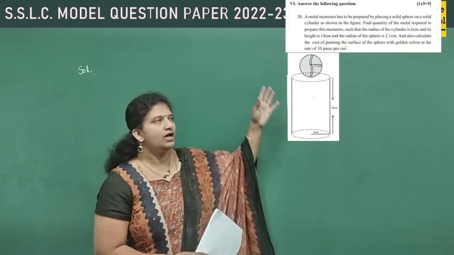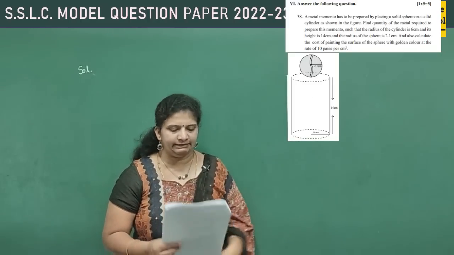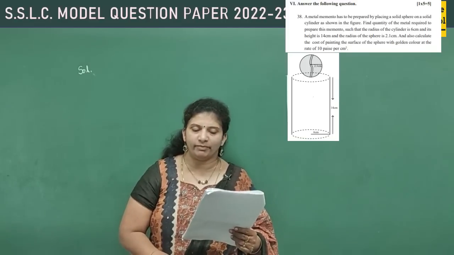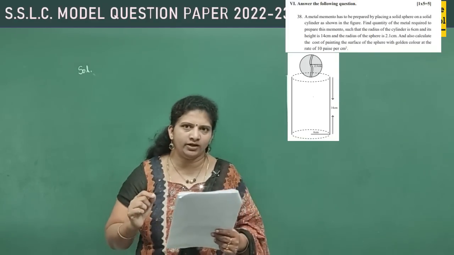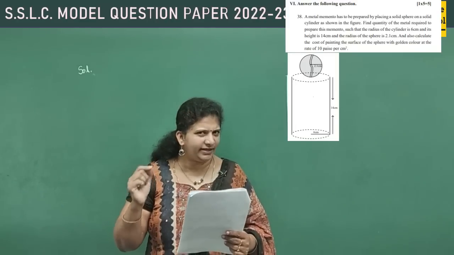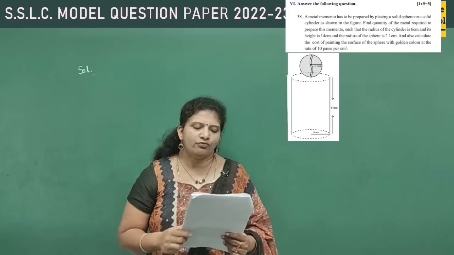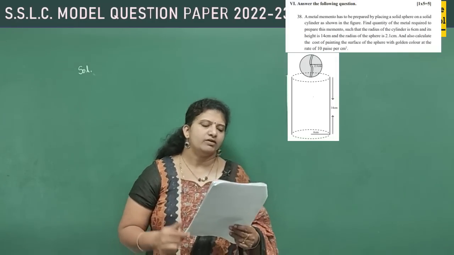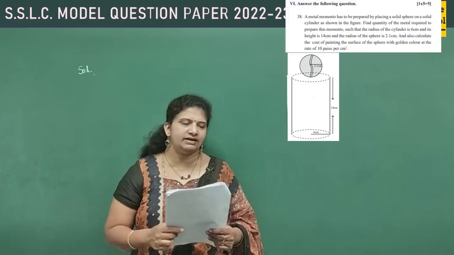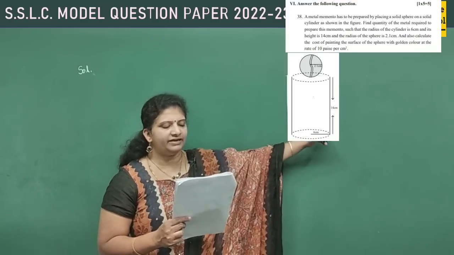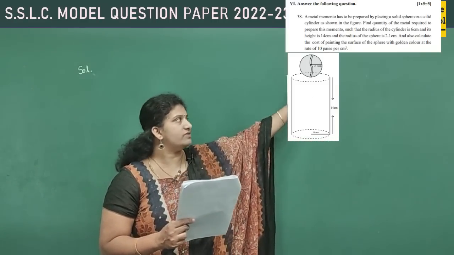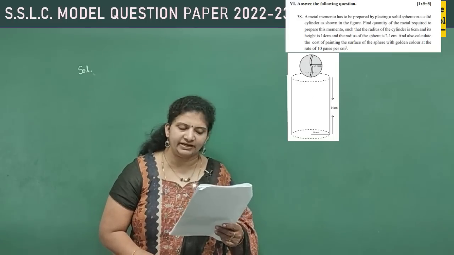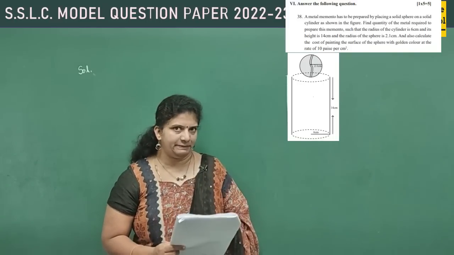A solid cylinder, and a sphere is placed on top of the cylinder. Find the quantity of the metal required to prepare this memento. Immediately underline a point: find quantity. Quantity means volume. Find the quantity of the metal required to prepare this memento such that the radius of the cylinder is 6 cm and its height is 14 cm and the radius of the sphere is 2.1 cm. And also calculate the cost of painting the surface of the sphere.